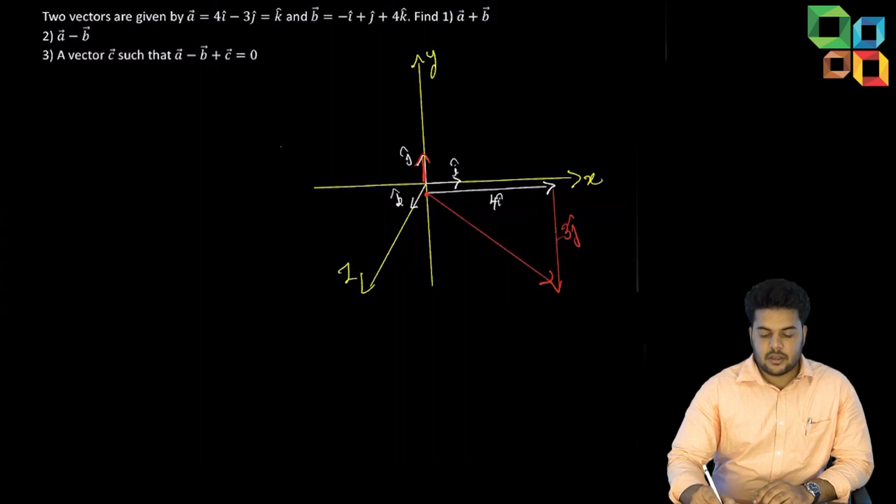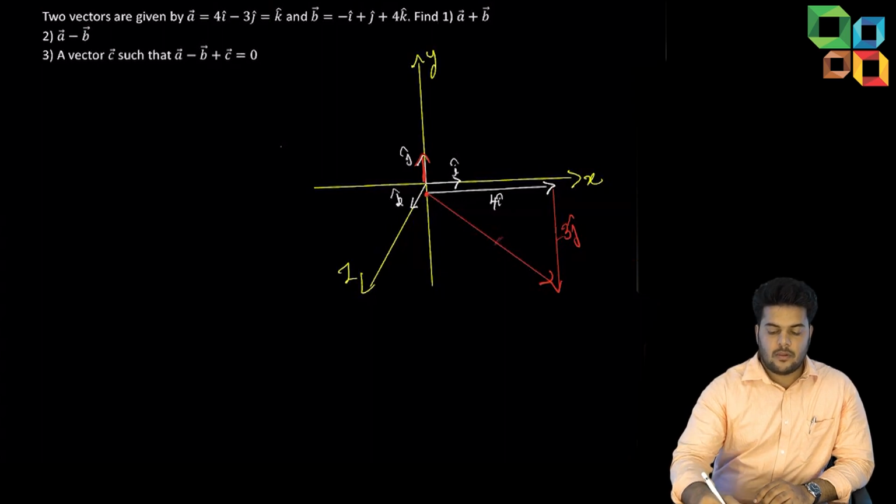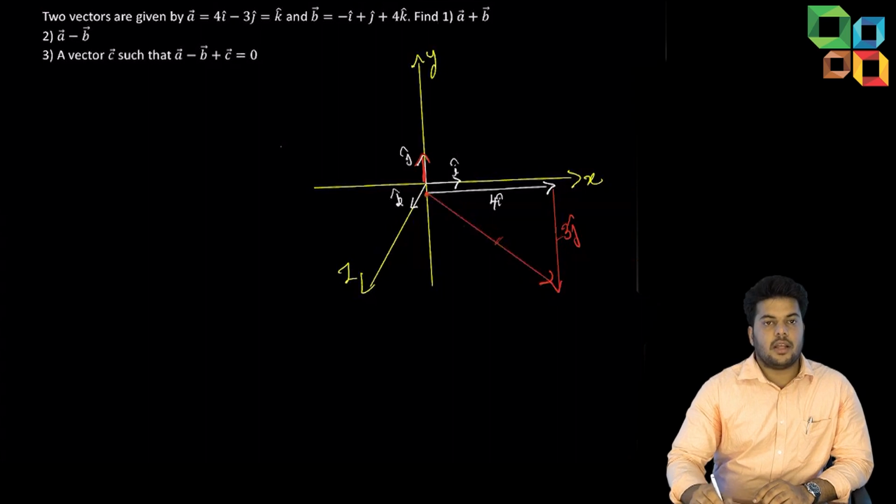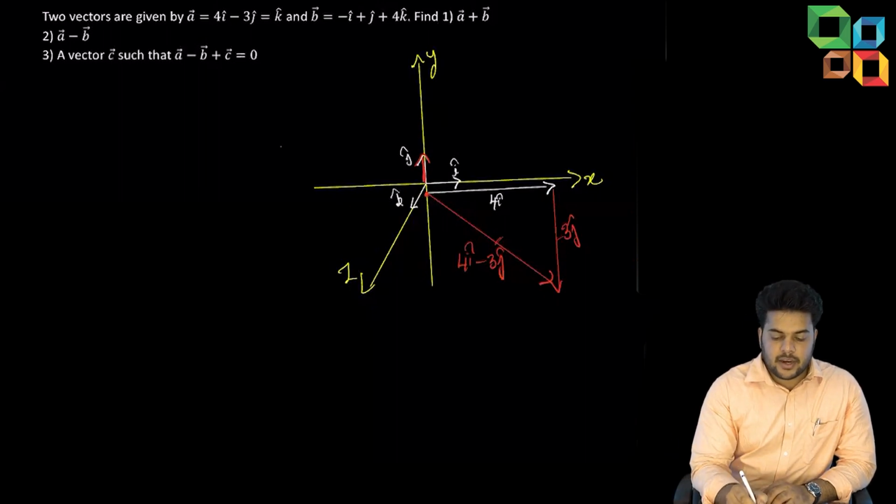So what is this vector over here? This red one over here. What do you call that vector? See, this vector is 4i minus 3j. That's called 4i minus 3j because it's obtained by adding 4i and minus 3j. Correct? Then what is the vector over here?